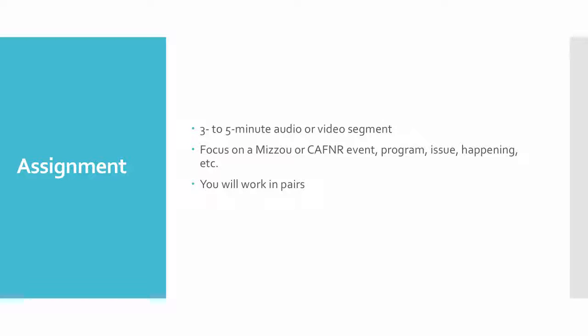In terms of topics, you should probably stick to something in the wheelhouse of an event that is happening at Mizzou or CAFNR, or a program that they do, or an issue, or a club, or an organization. And so, don't go outside of that too much. You will work in pairs. It helps to split the work. It also breaks up the monotony of one person talking, so you get somebody else on there. And because you're in pairs, your theme goes out the window, so you can branch out and do whatever you want to do.